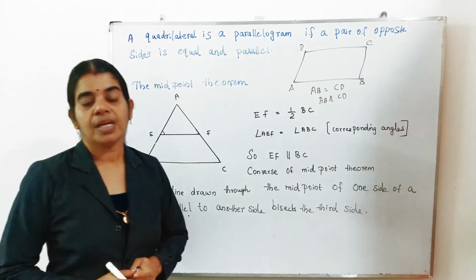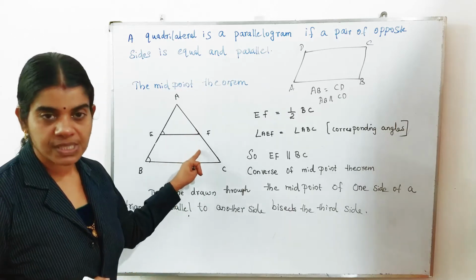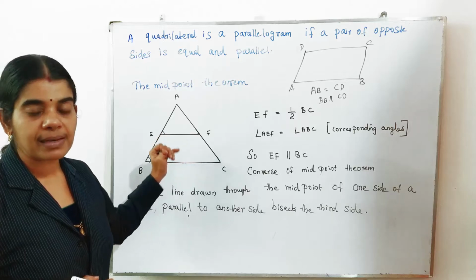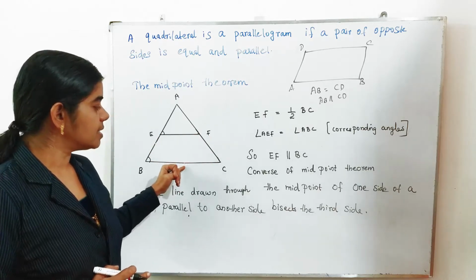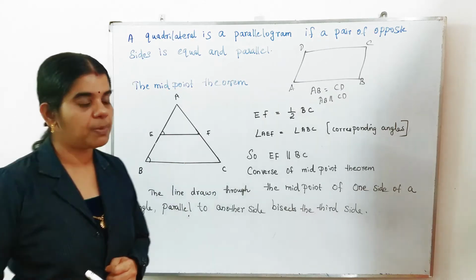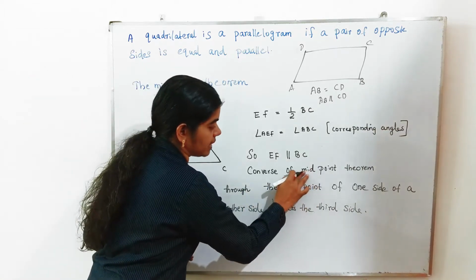Once again, we are drawing one triangle and taking the midpoint of any two sides and joining that line. That line will be parallel to the third side and its length will be half of this side BC. This is known as the midpoint theorem. This is an important one. Next, we are talking about the converse of the midpoint theorem.